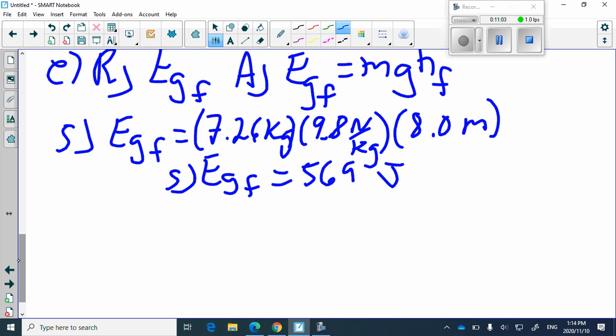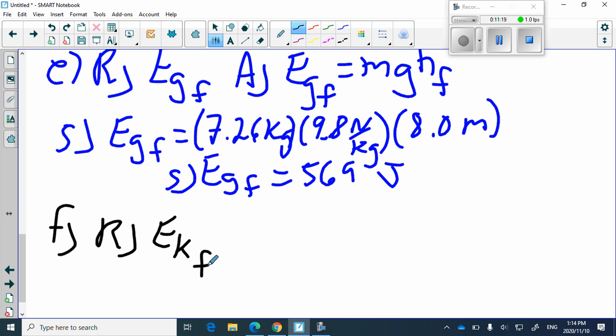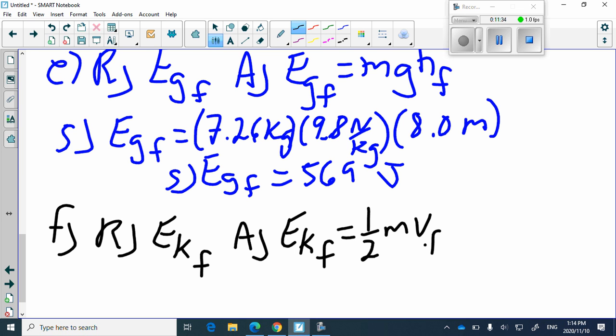F. What is the kinetic energy of the shot at its maximum height? So F. Required: what is the kinetic energy of this shot, this ball, when it's at that 8-meter height? So you would probably like to think, oh, okay, I know the equation for that. It's half the mass times the speed there squared, right?